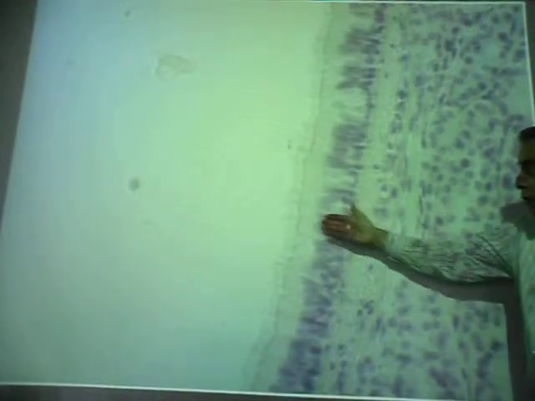Pseudostratified, pseudo means false. Stratified means what? Two or more cell layers thick. And usually you can tell because you've got two or more layers of nuclei, or levels. That's what we see here, but it's only one cell layer thick, so it's pseudostratified. It appears to be more than one because all the cells aren't the same length. They all sit on the basement membrane, but they don't all go as far. That's why you appear to have a couple layers of nuclei. But you can see that you've got these oval nuclei here, so they are in fact columnar.